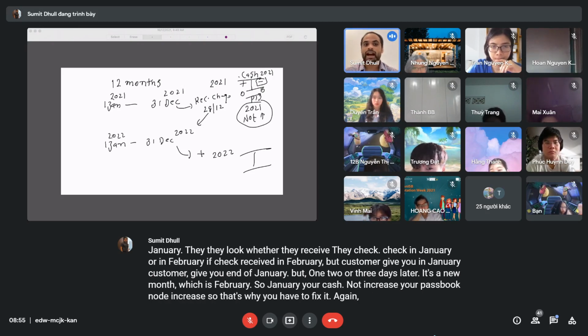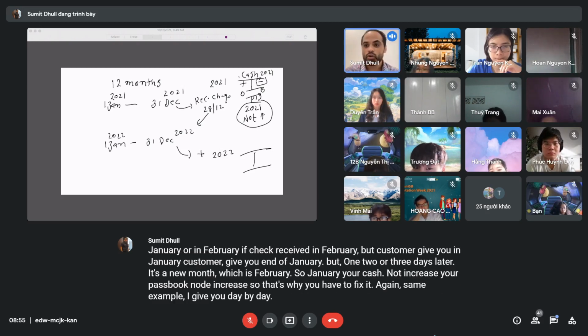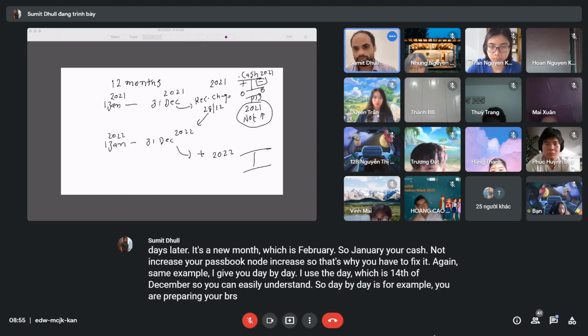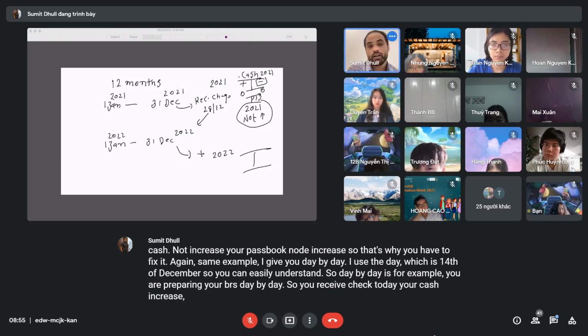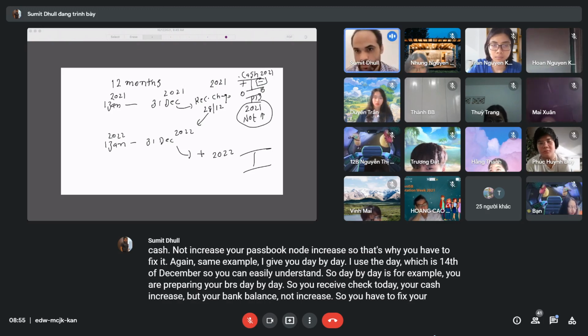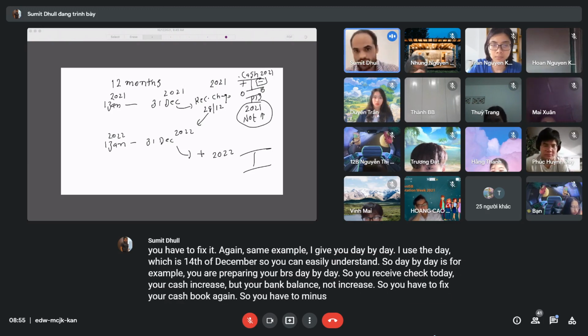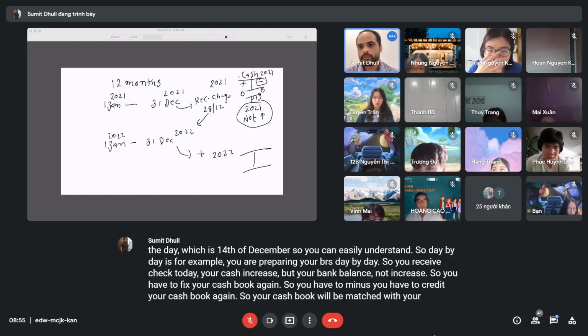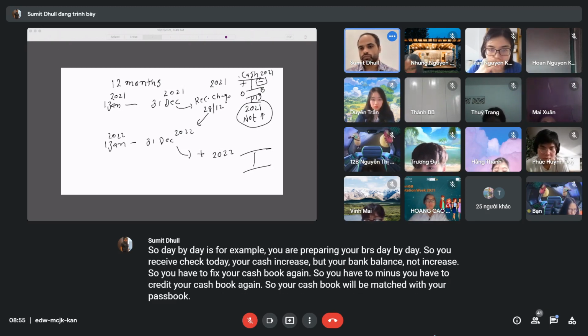Again, same example, I give you day by day. I use the day, which is the 14th of December, so you can easily understand. Day by day means, for example, you are preparing your BRS day by day. So you receive a check today, your cash increases, but your bank balance does not increase. So you have to fix your cash book again. You have to credit your cash book again, so your cash book will be matched with your passbook. All right, so that's the reason we do that.